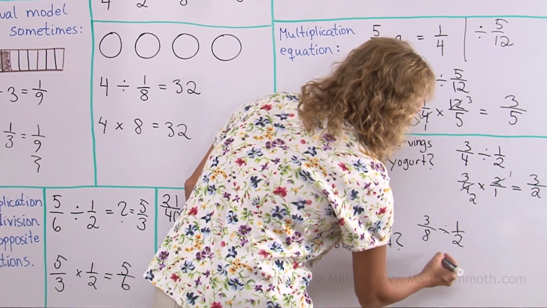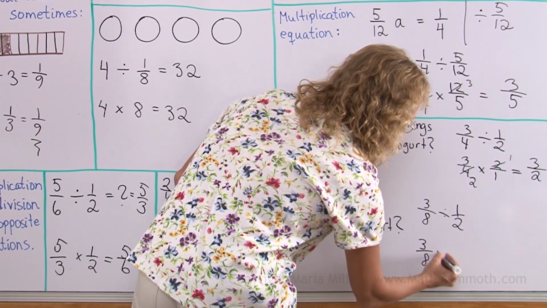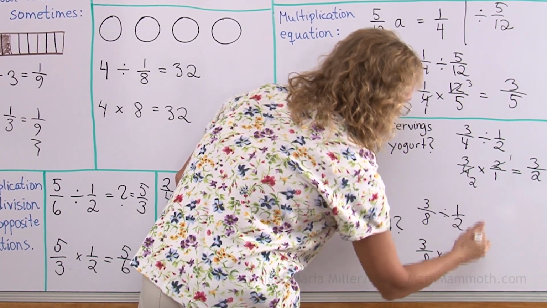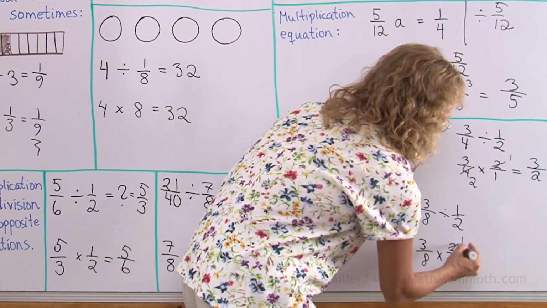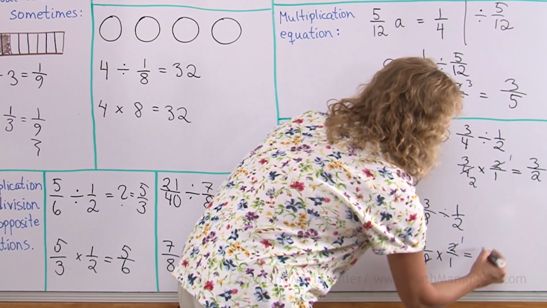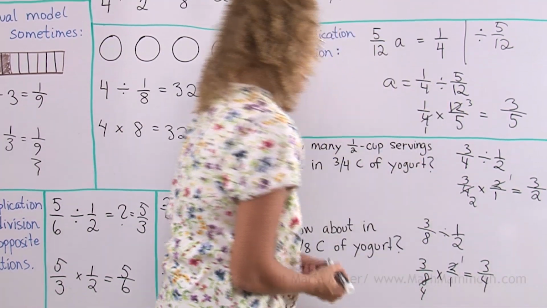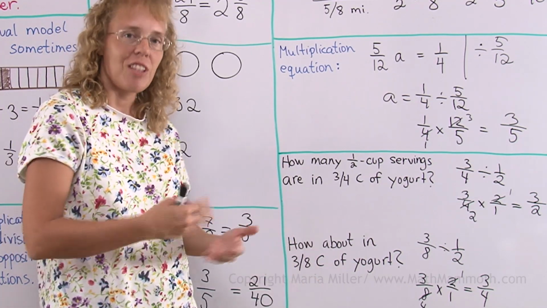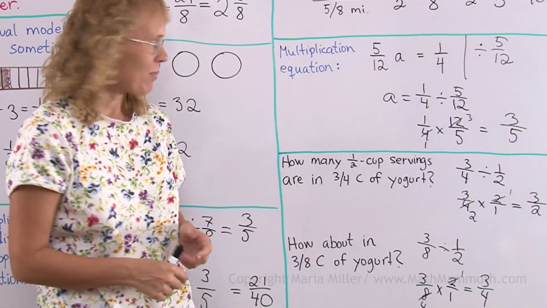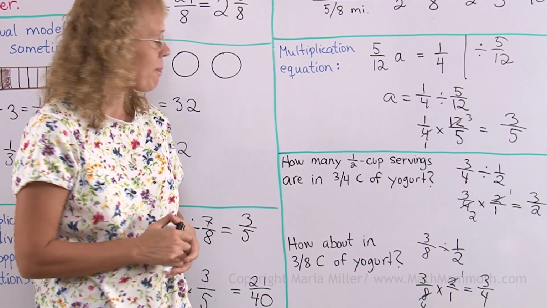Okay? And again, we get the multiplication. 1/2 gets to be 2/1. Again, 2 simplifies and leaves 4 here, and we get 3/4. So this amount of yogurt contains 3/4 of a serving, if the serving size is half a cup.